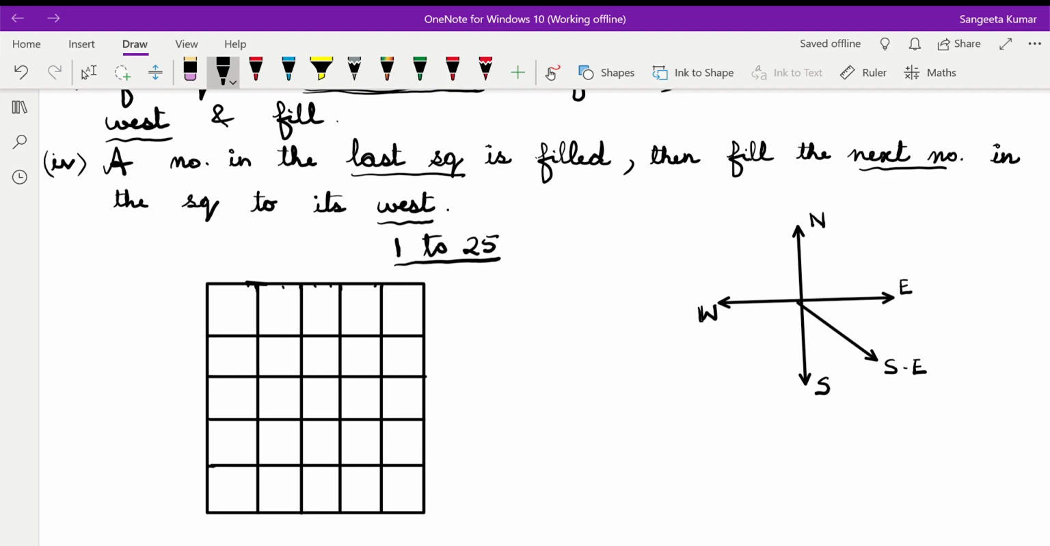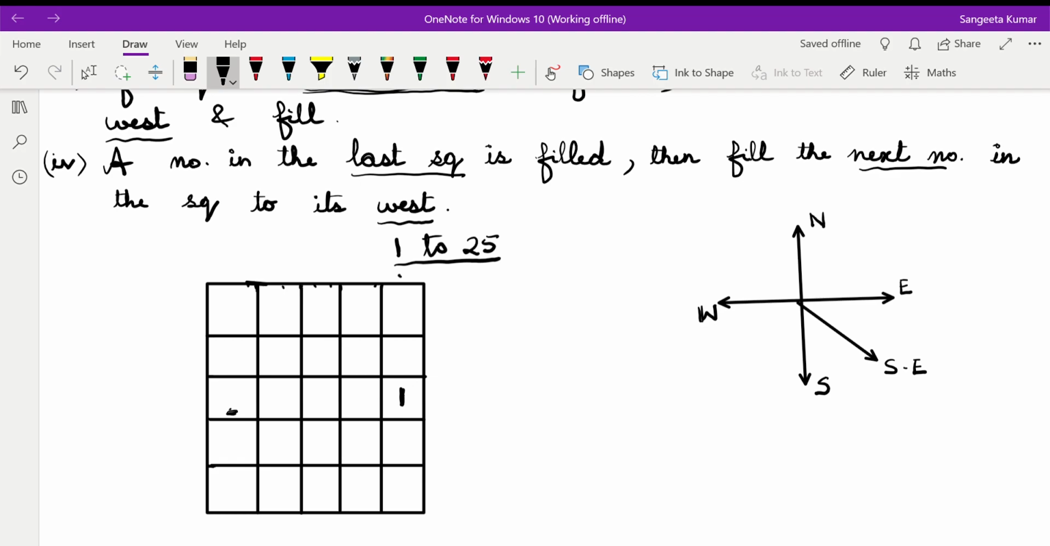Now, the first rule is the first number is always in the centermost square of the last column. So this is the last column. We have 1, 2, 3, 4, 5. So this is the centermost square. So 1 will always be placed here. And according to the property, the last number is always on the opposite side. So we can easily place this 25 here. You will see 25 will come in this box.